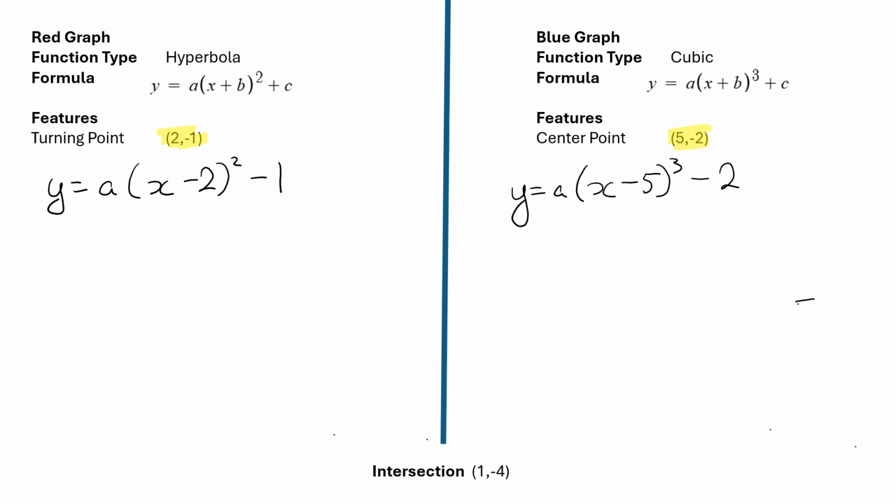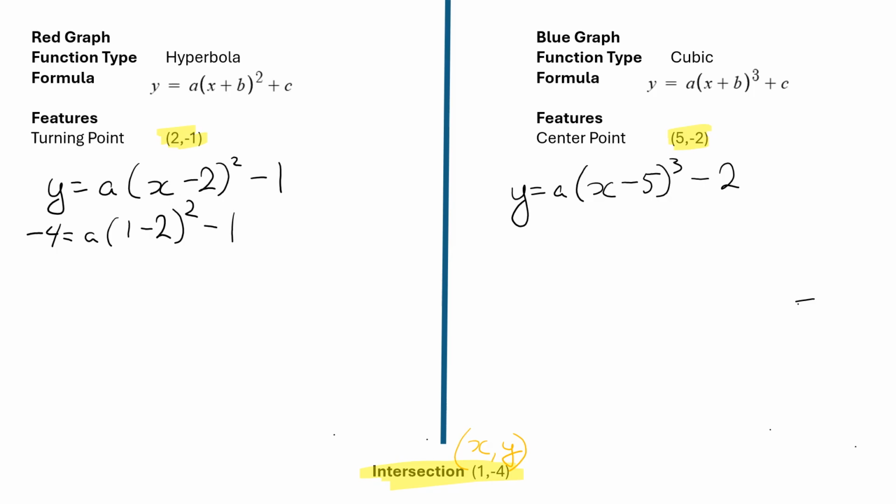Now we're going to use the intersection point to substitute into them both, right? And here I have my x value and here I have my y value. So I'm going to substitute those in accordingly in both of my equations. Okay, so my y value is -4. -4 equals a, open bracket, my x value is 1, minus 2, squared, minus 1.